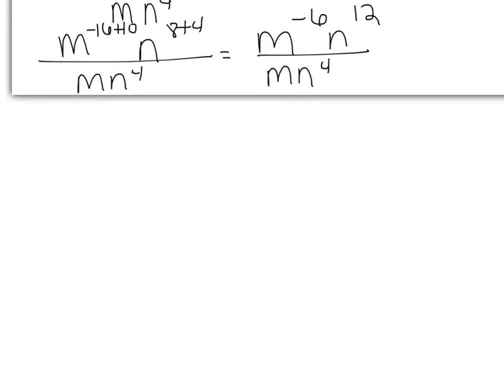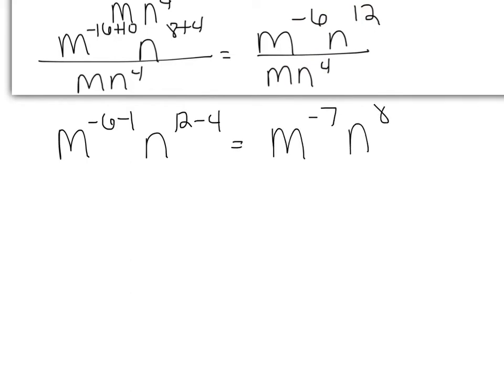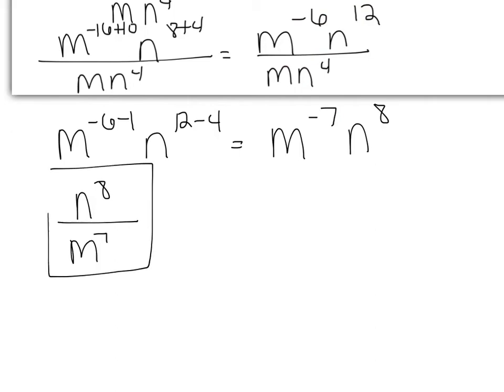Alright, so now we're going to split it up and we're actually going to divide our like bases. When you divide like bases, you subtract the exponents. So I have m to the negative 6 minus 1, and then n to the 12 minus 4, which gives me m to the negative 7th, n to the 8th. Because m is to the negative 7, we're going to drop it like it's hot, leaving the n to the 8th over m to the 7th.